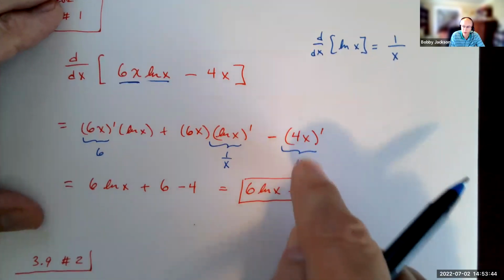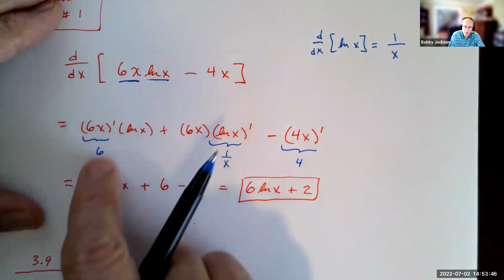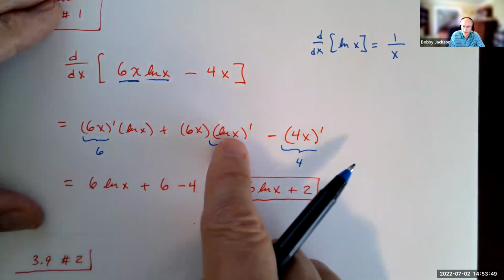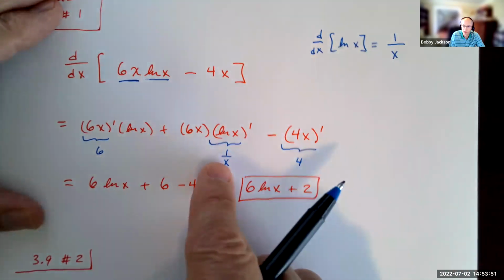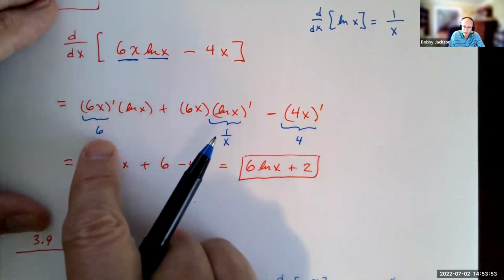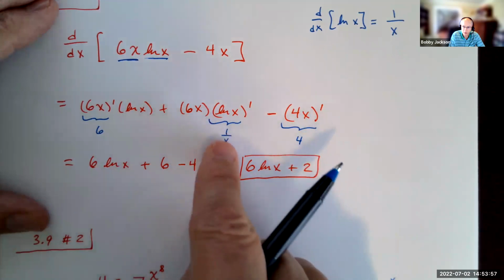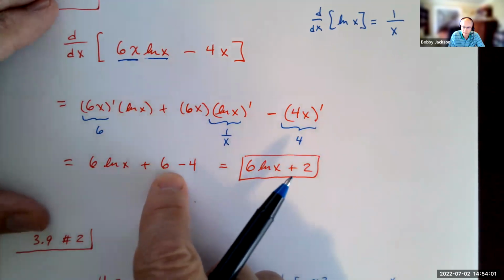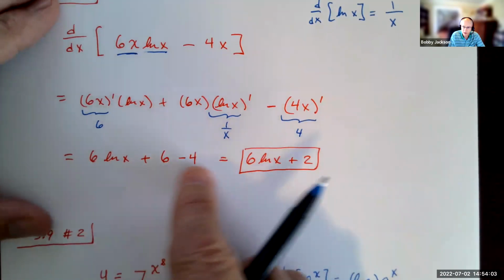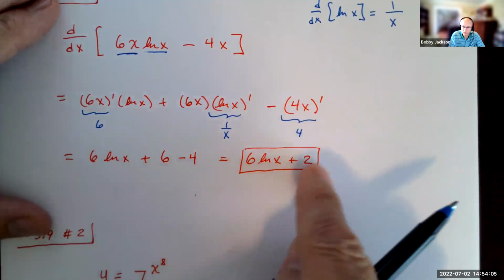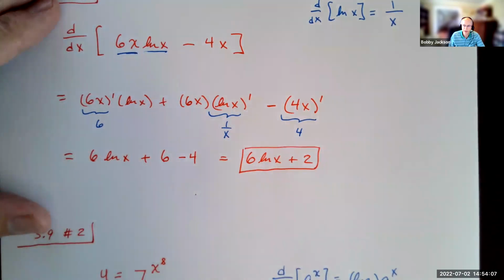Well, obviously the derivative of 4x is just 4. The derivative of 6x is 6. And as we just said, the derivative of natural log function is 1 over x. Pretty easy, clean it up, 6 times the natural log of x. Here you got to be careful, 6x times 1 over x. X divided by x is 1. I'm just left with 6. Minus 4. 6 minus 4 simplifies to 2. And there's our answer, 6 times the natural log of x plus 2.